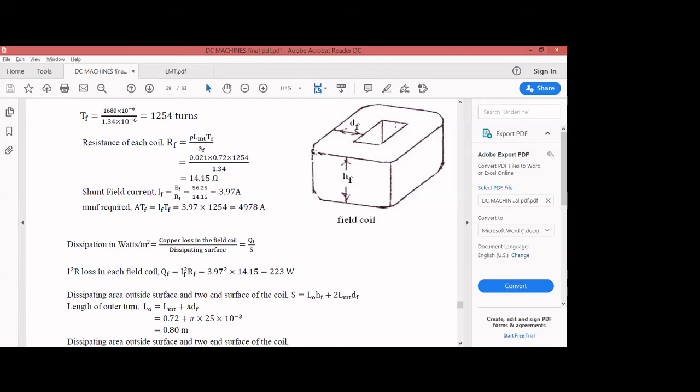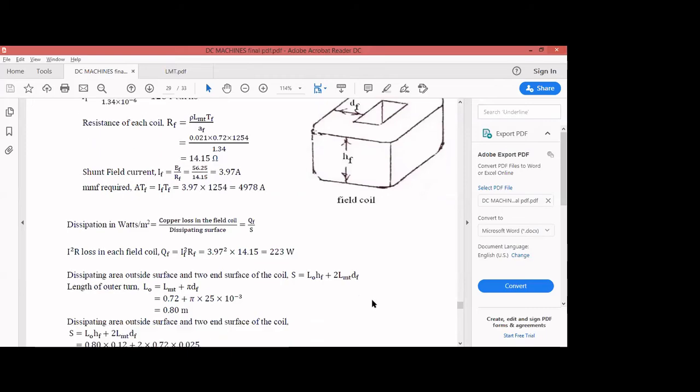Because the inner turn has lesser length and the outer turn has greater length, you have to take the average value, LMT. So LMT into DF for the top surface and LMT into DF for the bottom surface, top and bottom. So what you got here is 2 LMT DF.